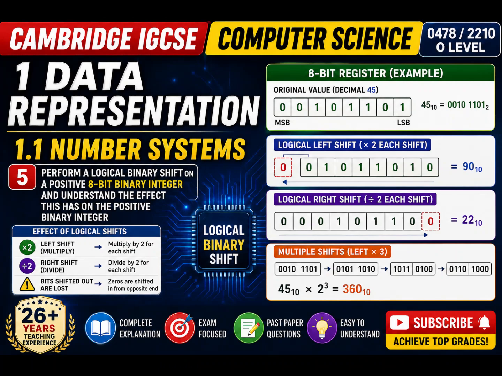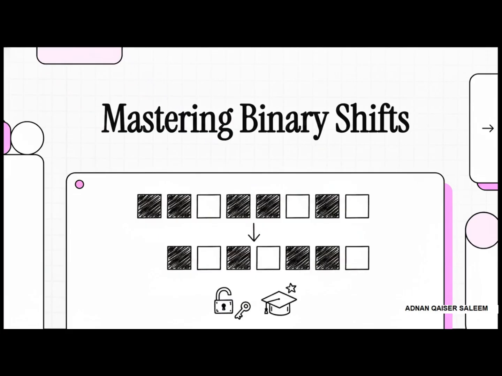Hey everyone, welcome. Today we are diving straight into a massive topic for your Cambridge IGCSE computer science exams, logical binary shifts. Whether you're studying syllabus 0478 or 2210, understanding exactly how a computer manipulates data at the bit level is absolutely fundamental. We're going to figure out how positive 8-bit binary integers are shifted, what happens to their decimal values, and how you can lock down those top marks on your exam.